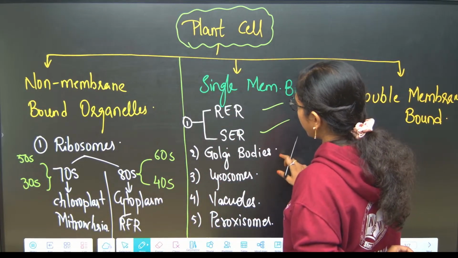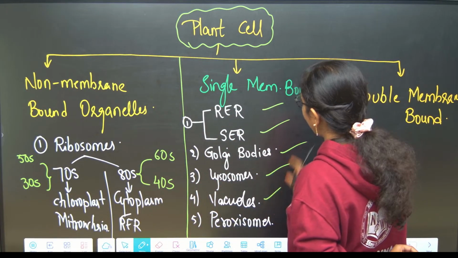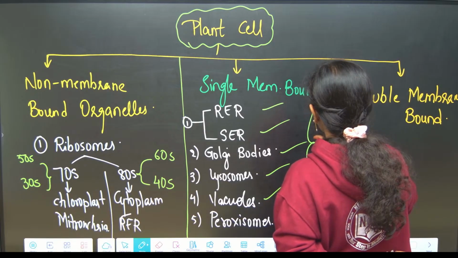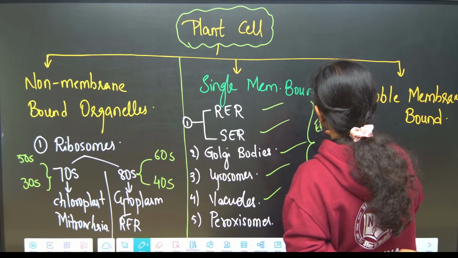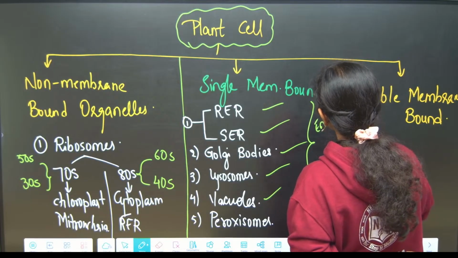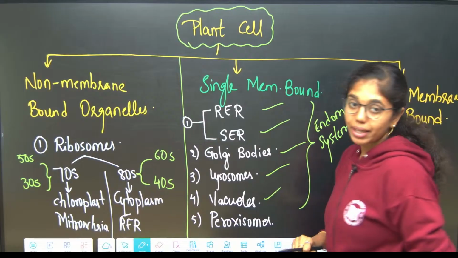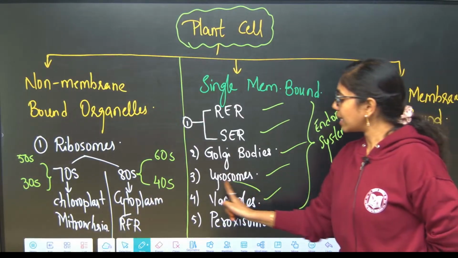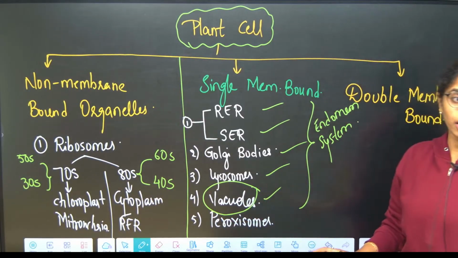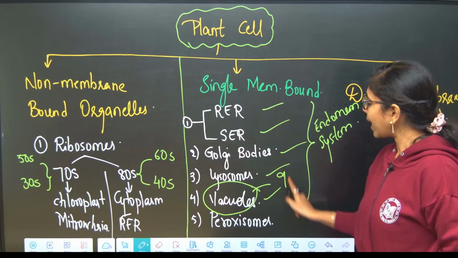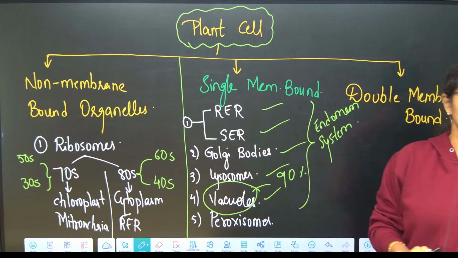These are the single membrane bound organelles that are being observed in a plant cell, of which rough endoplasmic reticulum, smooth endoplasmic reticulum, Golgi bodies, lysosomes and vacuoles will form an endomembrane system. About the endomembrane system we will discuss in detail in our coming class. Of the single membrane bound organelles, vacuoles will occupy 90% of the plant cell's volume.